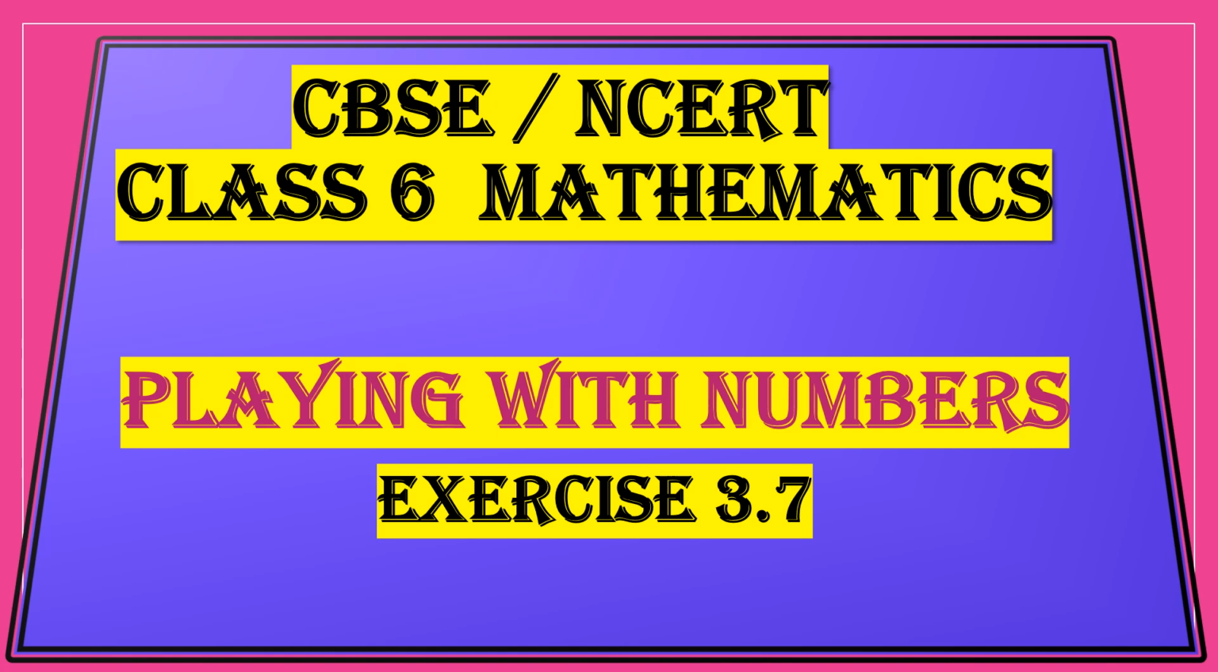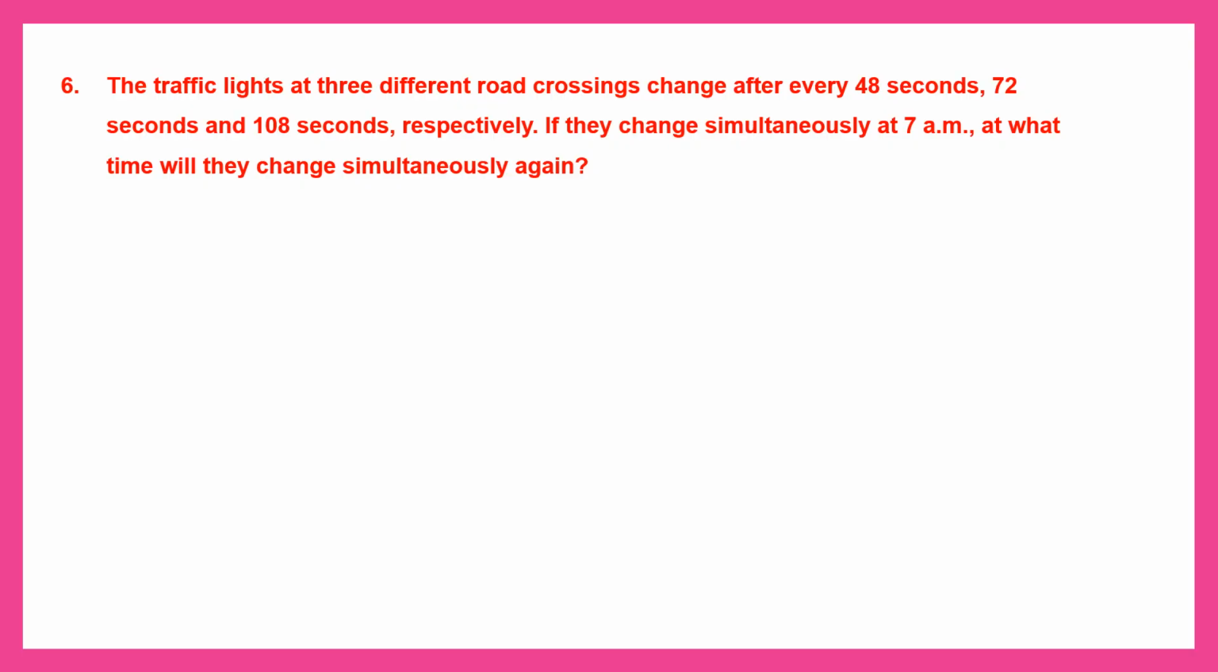Hello students, let's do playing with numbers exercise 3.7. So we are doing exercise 3.7 and we are with question 6. The traffic lights at three different road crossings change after every 48 seconds, 72 seconds and 108 seconds respectively.